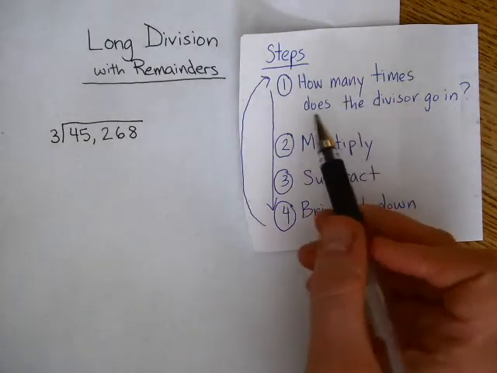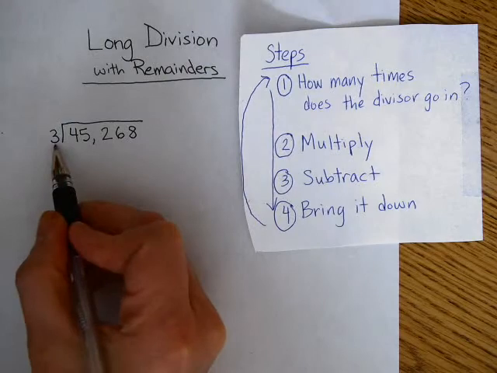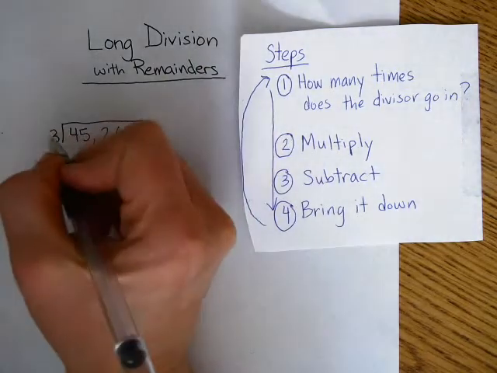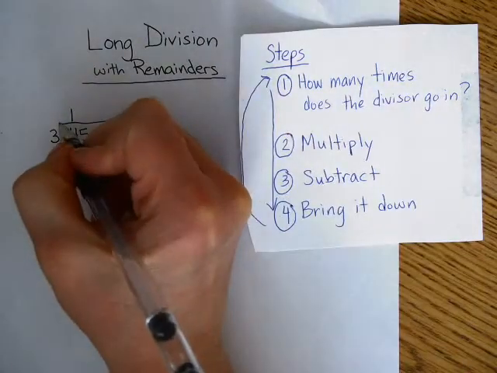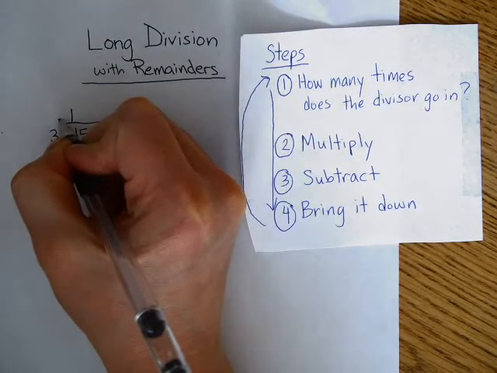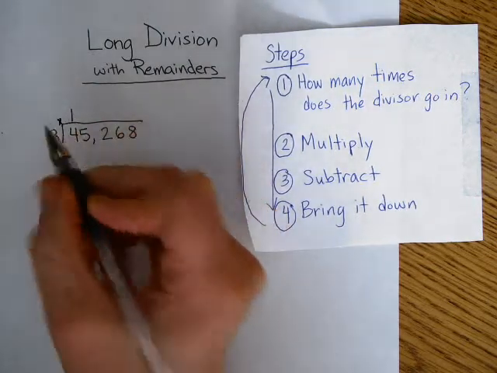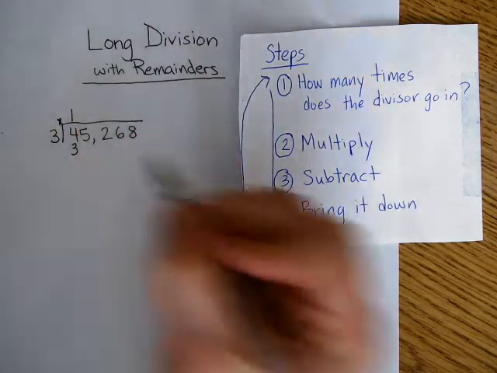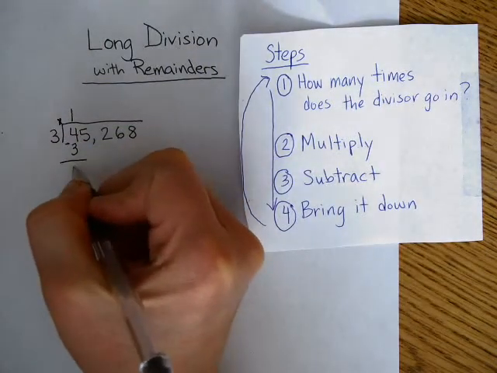Okay? So the first step, we ask how many times does the divisor go in? How many times does the divisor go into 4? 3 goes into 4 one time. Step 2 is to multiply. I'm going to put a little multiplication sign here to remind myself. Okay, 3 times 1 is 3. Next thing we do is subtract. 4 minus 3 is 1.